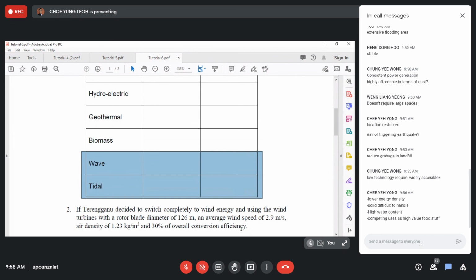And in terms of tide, we use the potential energy from the tide. So again, we use the head, and the head you have in the tide is very, very low. So in its natural form, the tide has a very low amount of energy.